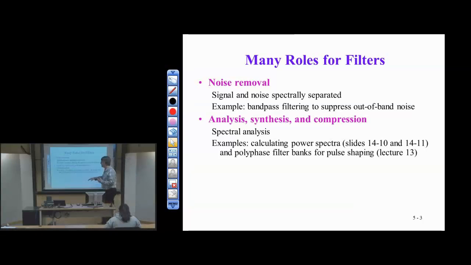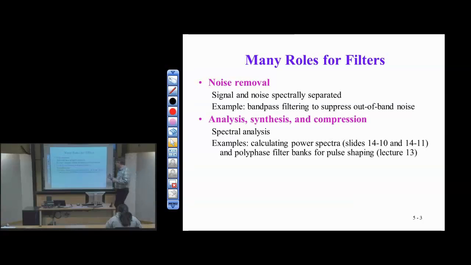So one thing we can do is use a bank of filters, a bunch of filters in parallel, tuned to different frequency bands to calculate power spectra. And in some sense, that's what the fast Fourier transform actually does.